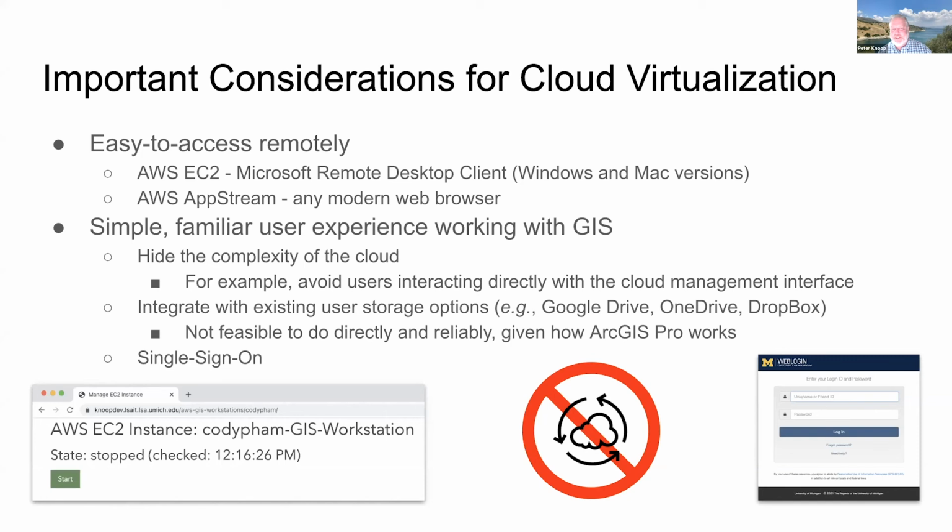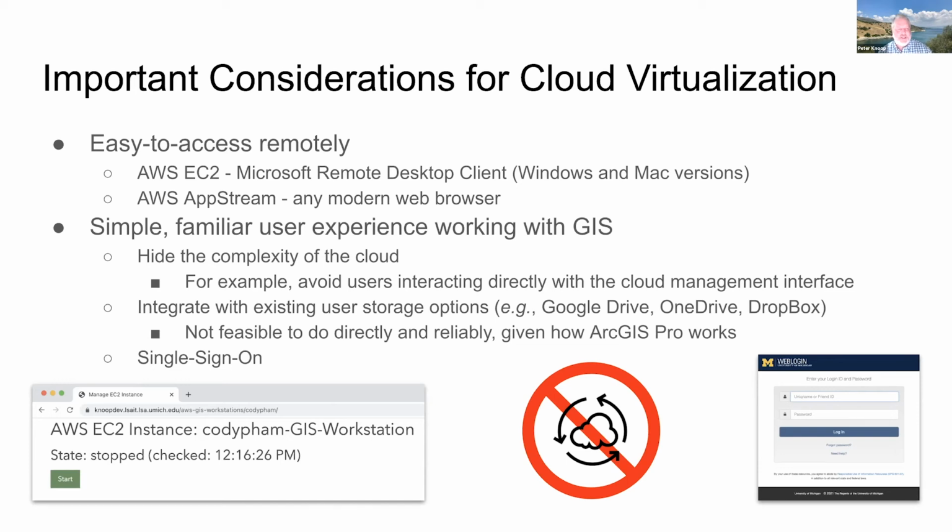In the case of EC2, that means installing the Microsoft Remote Desktop Client. There's Windows and Mac versions. You can even get versions for Android and iOS if you want to do it on your phone or your tablet, but the screens are smaller there. Similarly with AppStream, you can access it through any modern web browser. So it makes it easy for your users to connect and run it, and then having a simple, familiar user experience when working with GIS.